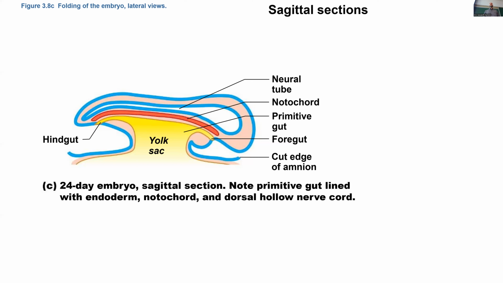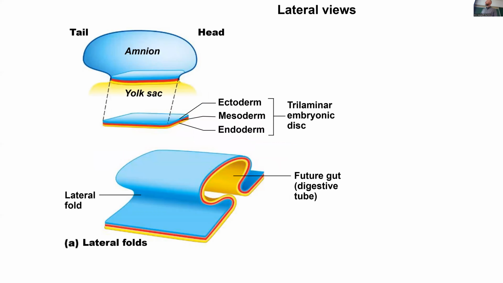Ectoderm, mesoderm, endoderm. You'll see this come up throughout the semester. You'll see things with the prefix ecto, meso, and endo. Ecto means on the outside. Meso means in the middle. Endo means on the inside. You'll see those come up again and again.